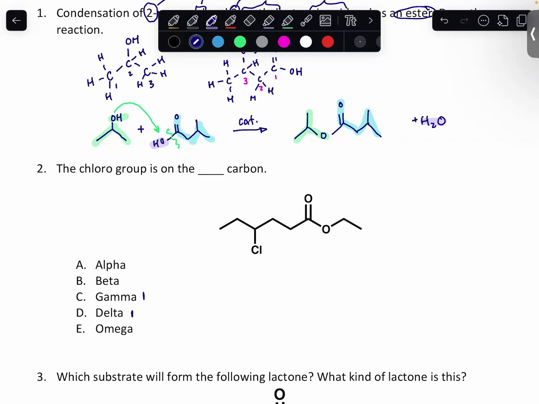So, how we number these is just using the Greek alphabet as a numbering system. So instead of 1, 2, 3, we have alpha, beta, gamma. So the correct answer for this one is gamma. So we don't start the carbon after the carbon. You started the carbon first from carbon group.